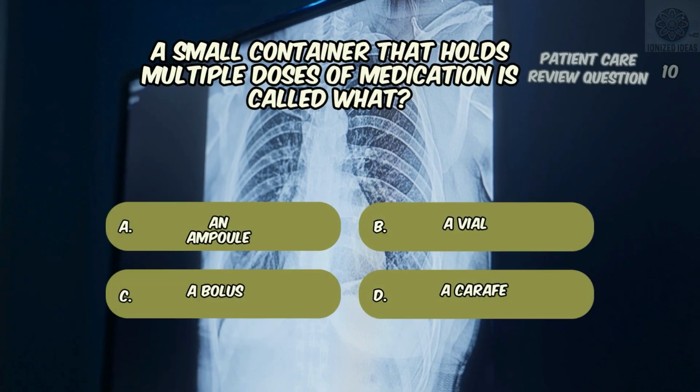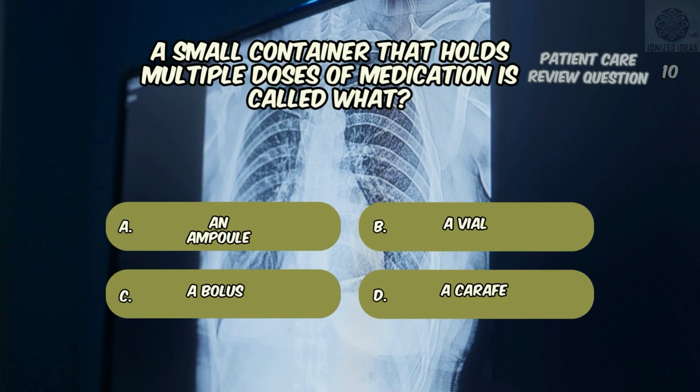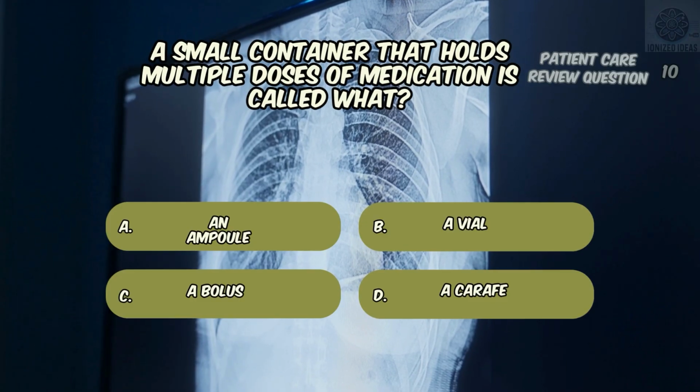A small container that holds multiple doses of medication is called what? A. An ampule, B. A vial, C. A bolus, D. A carafe.